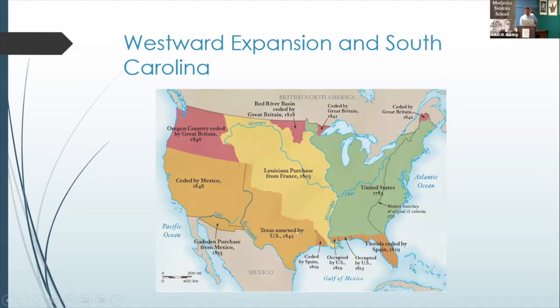Now, especially in what was known as Tejas, Texas, the Mexican government encouraged Americans to settle in Tejas in exchange for three things. Number one, the Americans would learn Spanish. Number two, the Americans would convert to Catholicism. And number three, if they were slave owners, they would let their slaves go free.